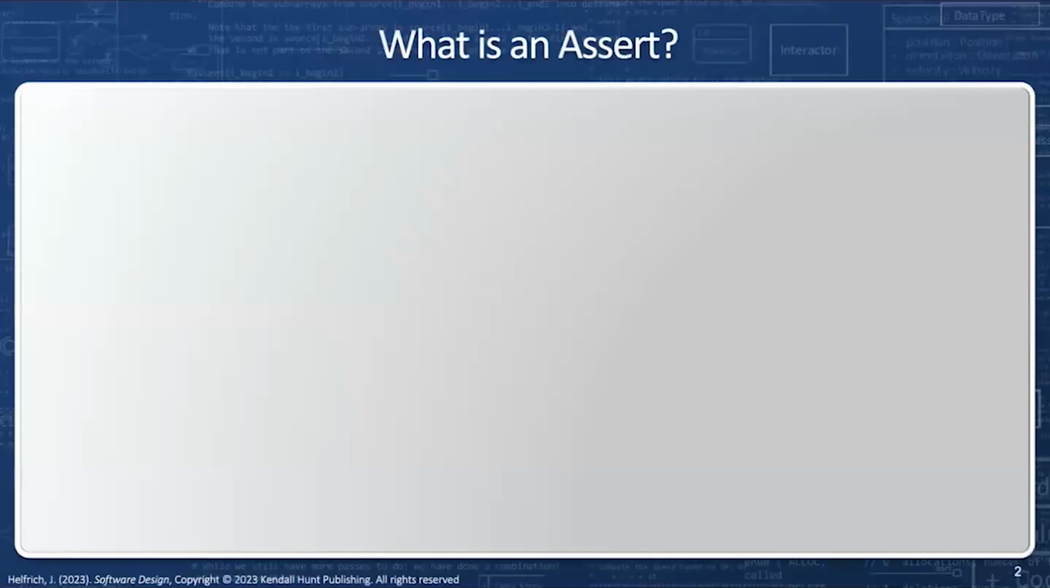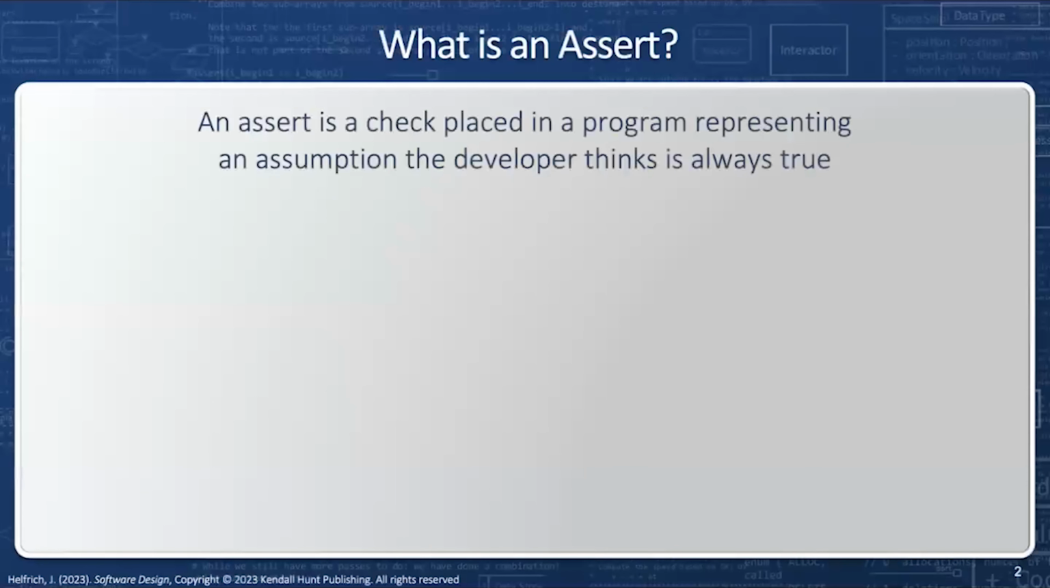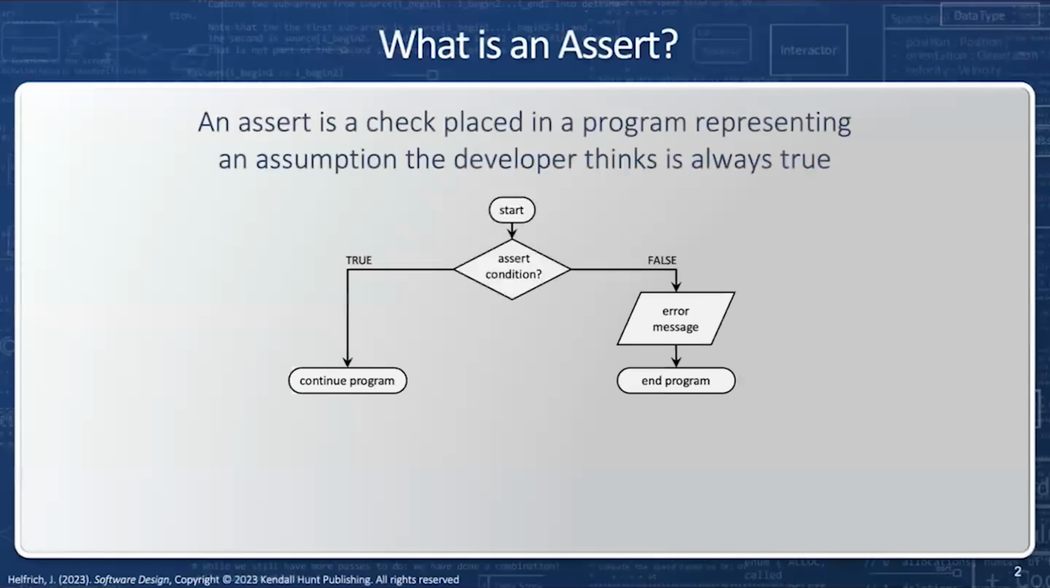First of all, we'll start with what is an assert. An assert is a check placed in a program representing an assumption the developer thinks is always true. So we start with a simple flow chart. We have the assert condition. If the assert condition is true, then the program continues as it normally would. But if it's false, then an error message is displayed and the program is halted. In other words, we stop as soon as any assumption proves not to be true.